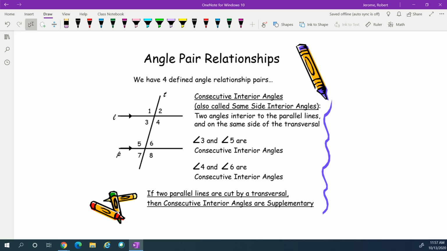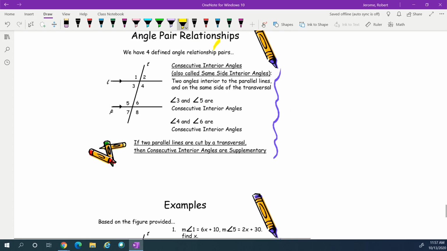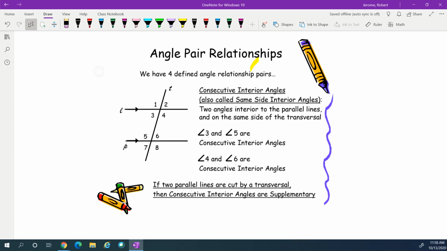And the last one, because I told you there were 4, is consecutive interior. Angle 3 and angle 5. Well, before we had alternate interior. These are on the same side. Interior. These actually have two names. Sometimes they're called same side interior. More often they're called consecutive interior, one after the other, but on the inside of the parallel lines.